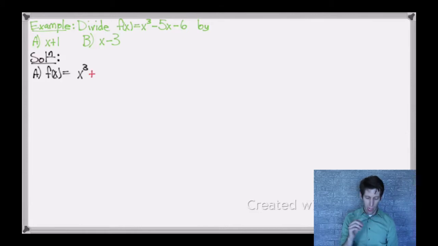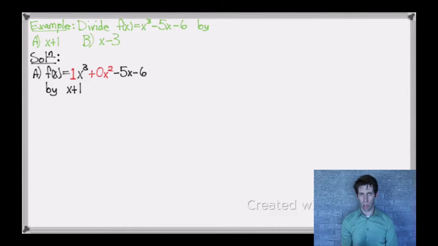First of all, notice that the polynomial f of x, which is x cubed minus 5x minus 6, is missing a quadratic term. What I mean by that is it's missing the x squared term. So you'll notice here that I filled in plus 0x squared to make up for that gap. That's absolutely crucial here. Also, in front of the x cubed, there's a hidden coefficient of 1 that I've written in explicitly here. What we're dividing by is x plus 1.